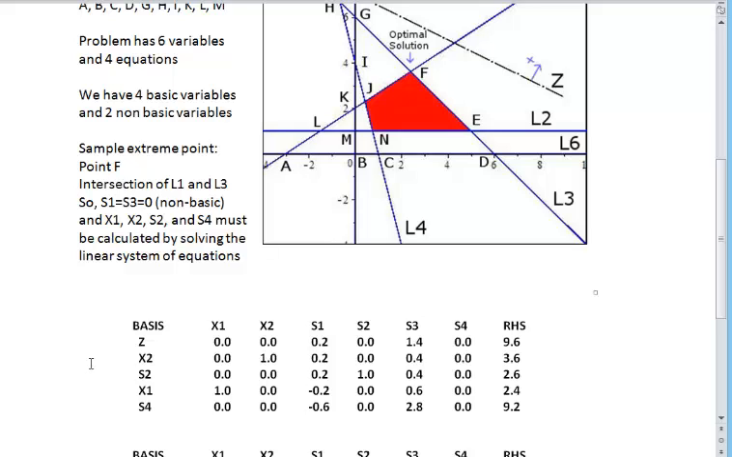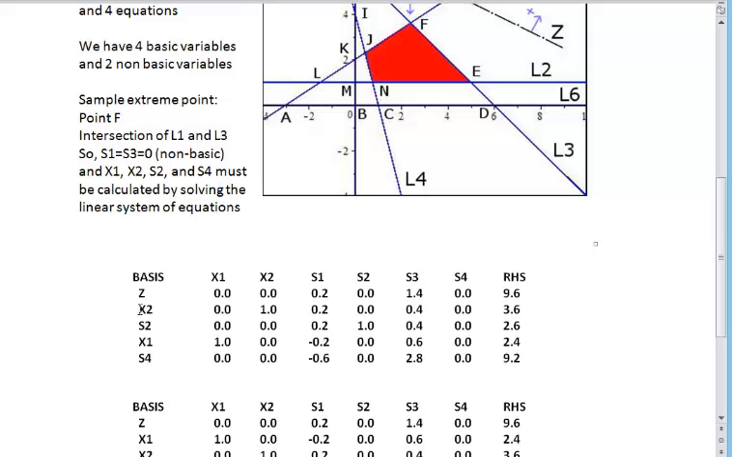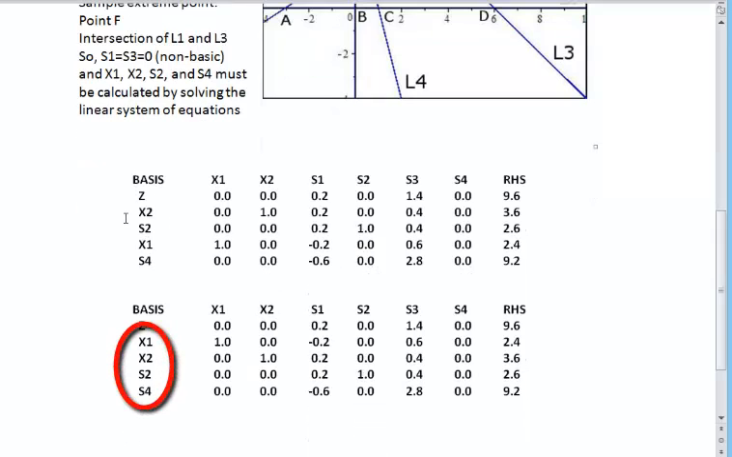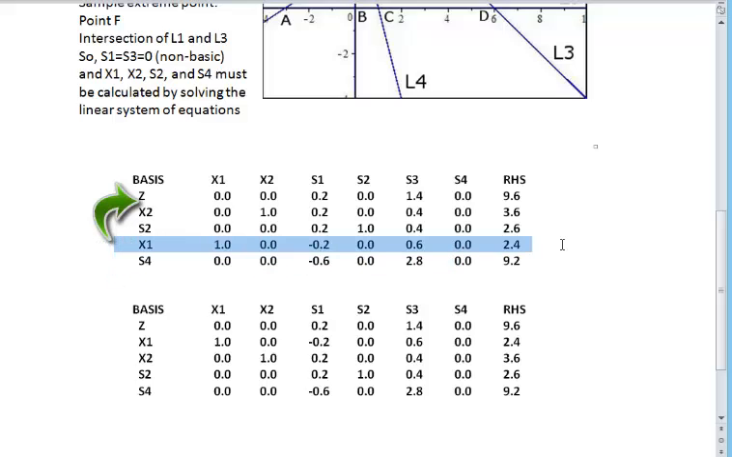And for that, because I am just looking at x1, x2, s2 and s4, I can rearrange this tableau to form it to be like that, and for that I will just move this row above the x2 row. So I will have this tableau as the final optimal tableau. I will come back to this later on.